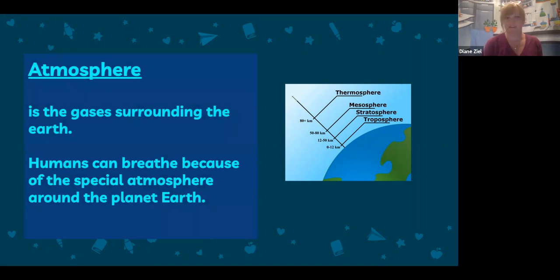Yes, the atmosphere. The atmosphere is the gases surrounding the Earth. Humans can breathe because of the special atmosphere around planet Earth.